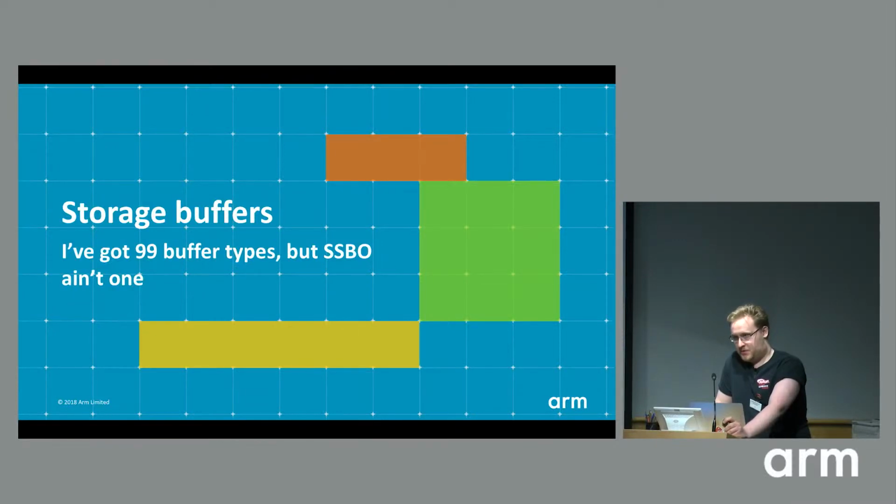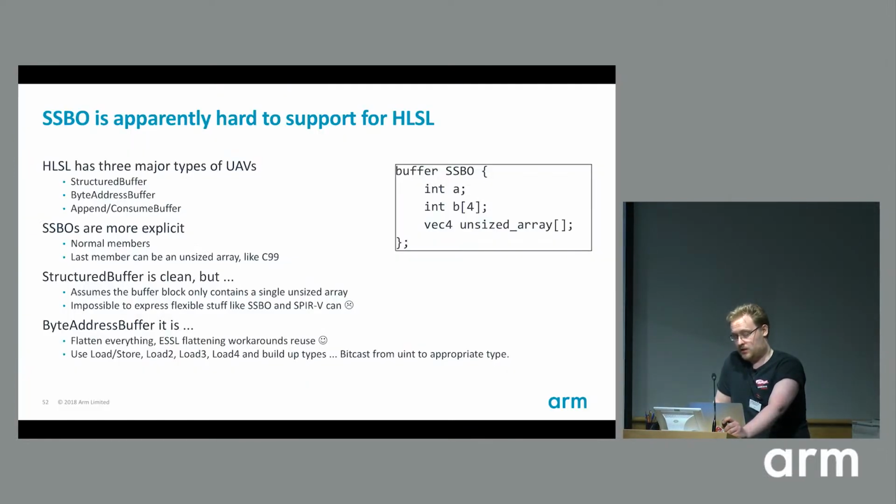So matrices are weird, but storage buffers are probably even worse, because HLSL has so many buffer types, but it can't express an SSBO. Yeah, I don't know. So there are three types. You have structure buffers, which is probably the most used one. You have byte address buffer, which is now my favorite HLSL buffer type. And then you have those weird append consume buffers that hopefully no one should ever use. Counter buffers, they are another nightmare to deal with in SPIR-V.